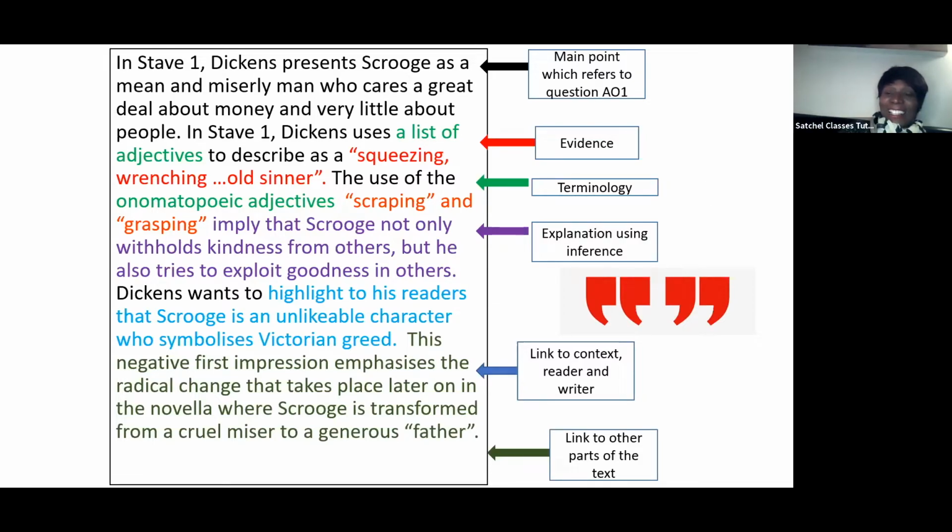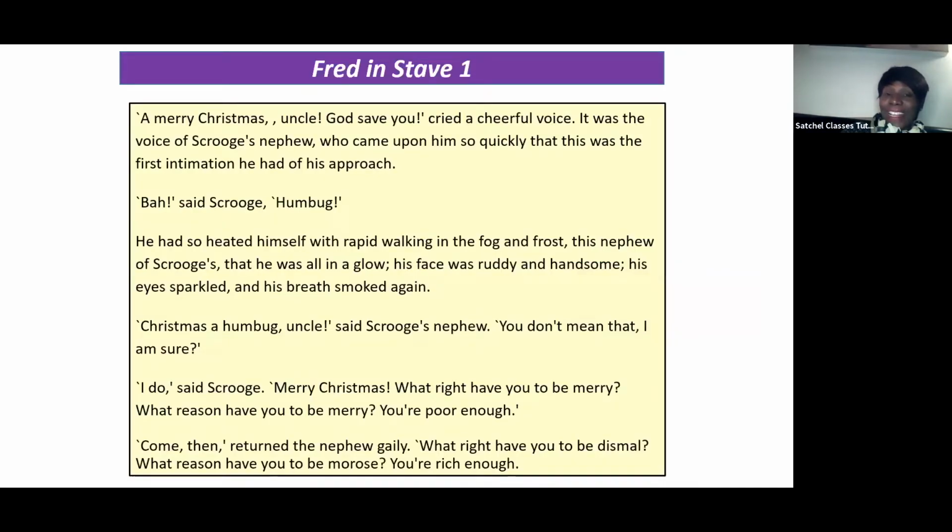Okay, let us look at his opposite, a foil or a contrasting character that Dickens uses. Let's look at Fred in stave 1.